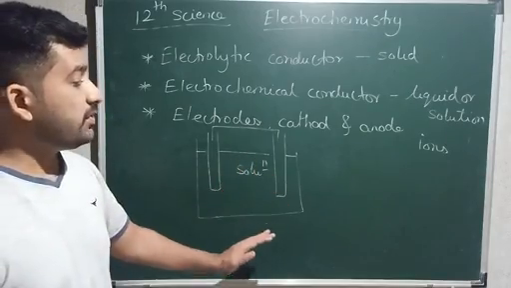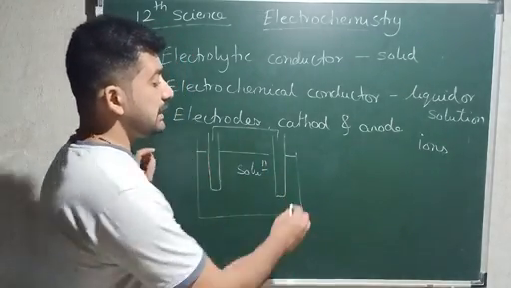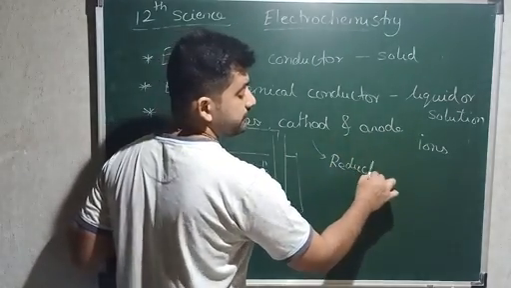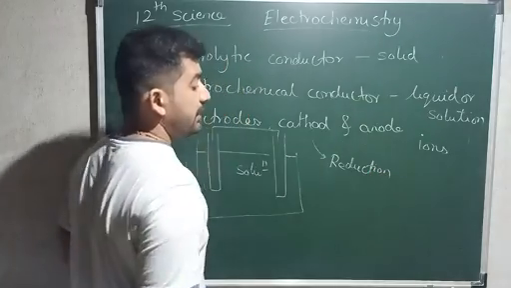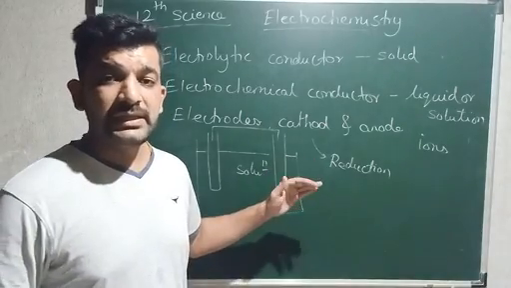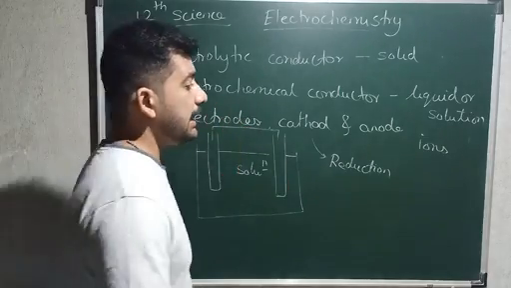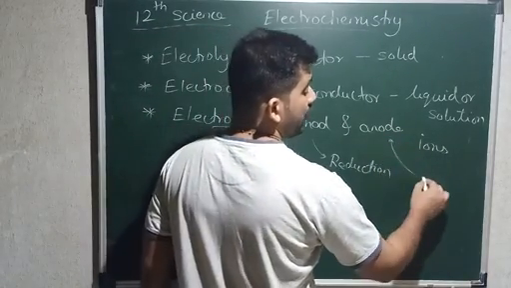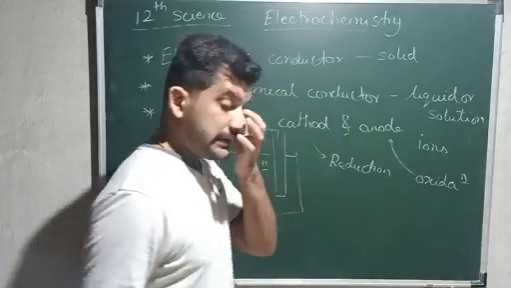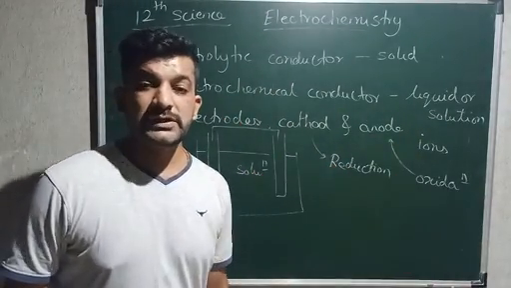In these electrodes there are 2 names, cathodes and anodes. Cathodes are those where reduction always takes place. At the cathode you will always see the reduction reaction taking place, and anodes are those where oxidation reaction takes place. Cathode, reduction; anode, always oxidation.